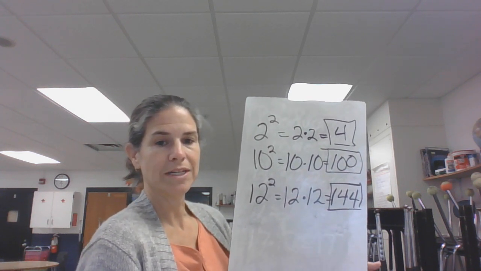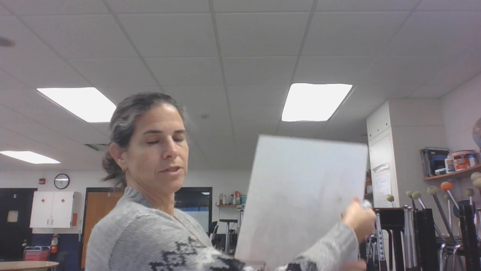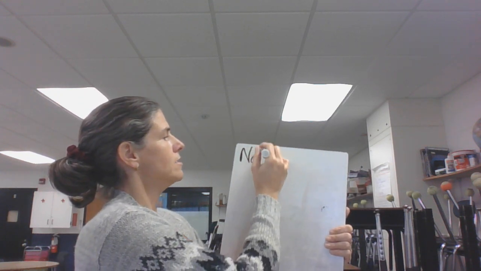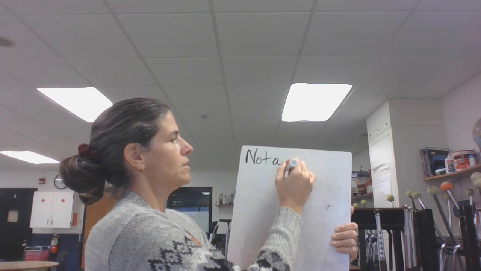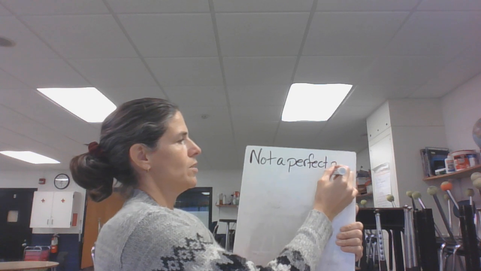I'm going to now give you an example of what is not a perfect square. So I'm flipping my board upside down. Don't flip your paper upside down. You won't be able to read anything. Not a perfect square. Okay.